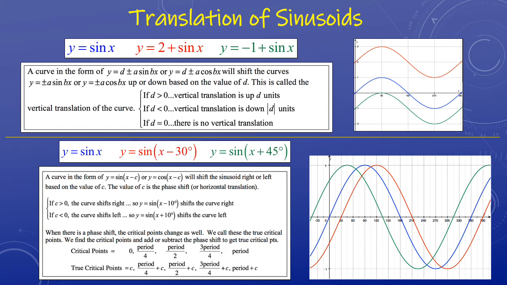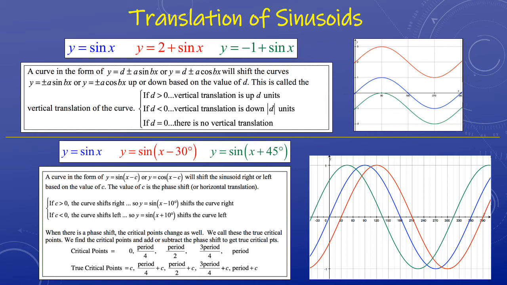If c is less than 0, the curve shifts left. So y is equal to sine of quantity x plus 10 degrees is going to shift the curve left. In reality, since the formula involves negatives, it's sine of x minus negative 10. However, you may want to just think that if it's a negative sign, it shifts right, and a positive sign shifts left, which is a little bit different than the way you might normally think it will work.